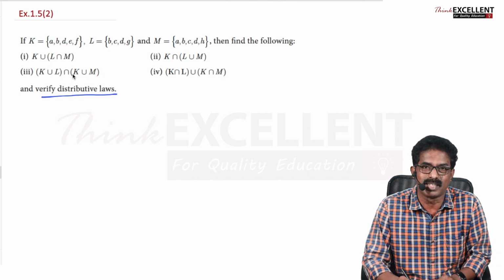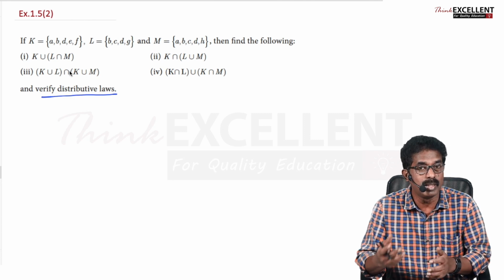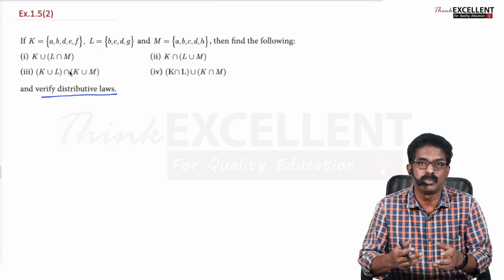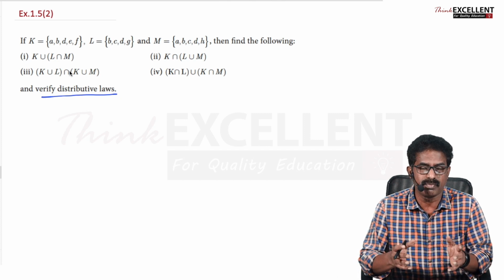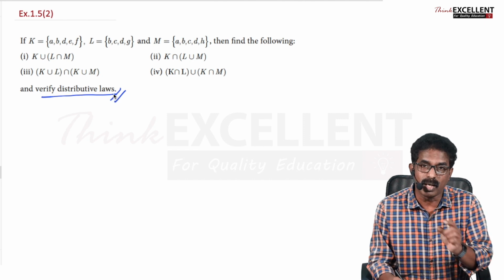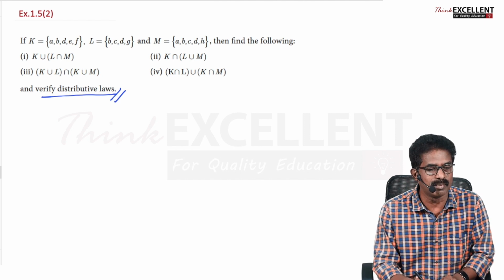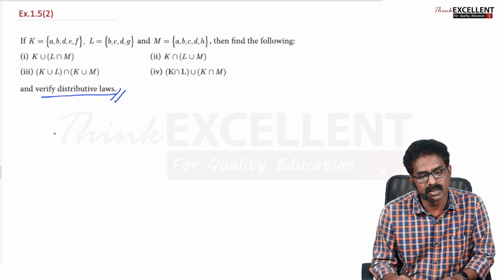2 distributive laws I taught in the last class. You're remembering? One is intersection is distributive over union. Another one is union is distributive over intersection. Sometimes they specify, but here they asked distributive laws in plural form. So you have to write both and you have to verify. Okay, I'm going to explain one and the next I'm leaving it to you. So listen first, the 2 laws.